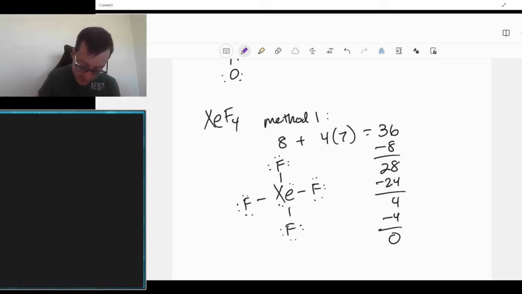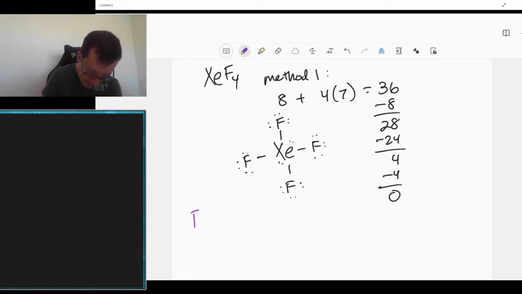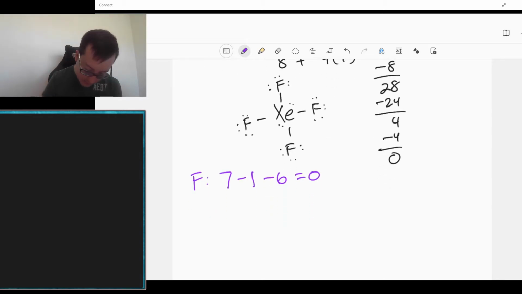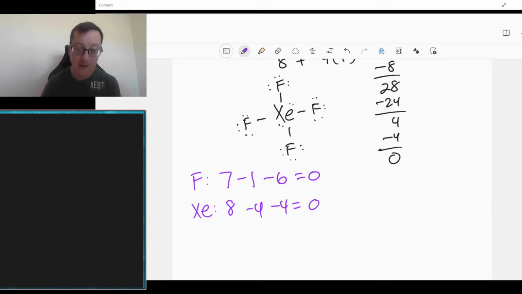Do we have any formal charges? Let's check the fluorine formal charge. We have 7 minus 1 bond minus 6 lone pair electrons. We have no formal charge on fluorine. On xenon, it has 8 valence electrons. It's got 4 bonds. It's got 4 lone pair electrons. So we have a 0 formal charge on xenon. And so we're done. That's it.